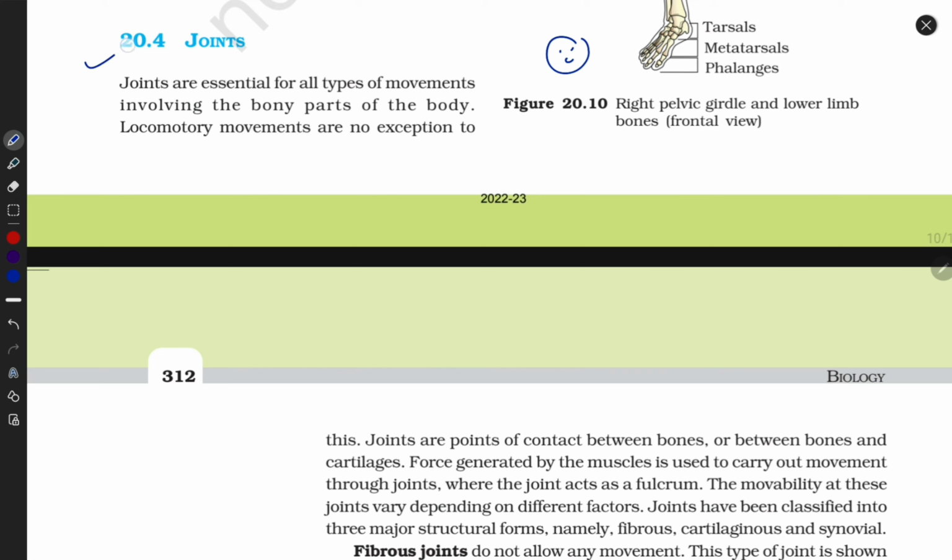Our today's topic is joints. Now let's start with joints. What are joints and what is the importance of joints? Joints are essential for all types of movement.